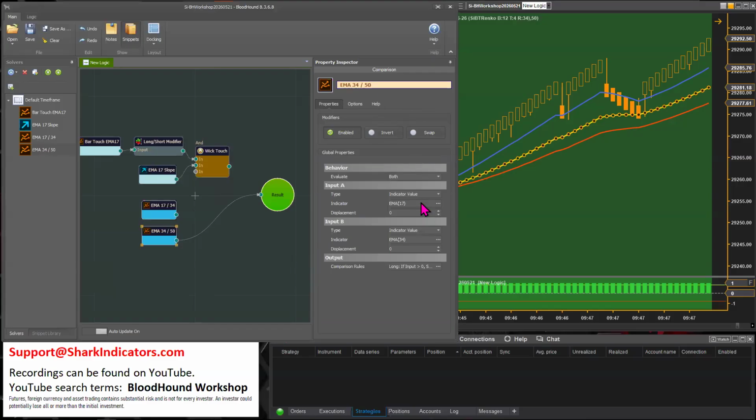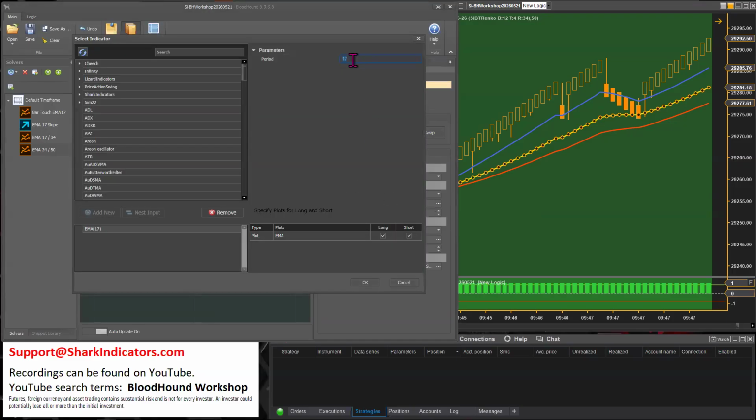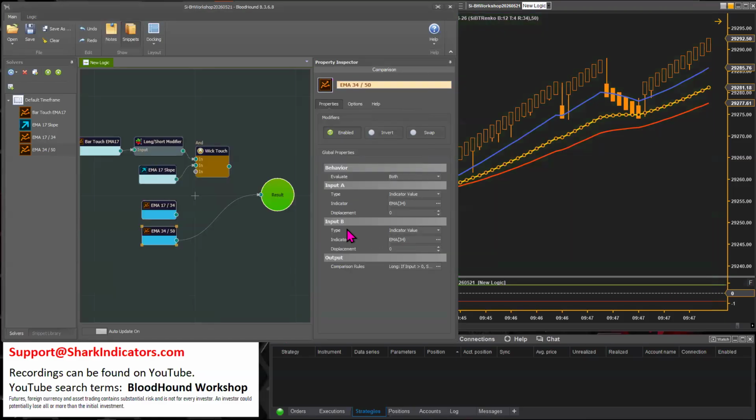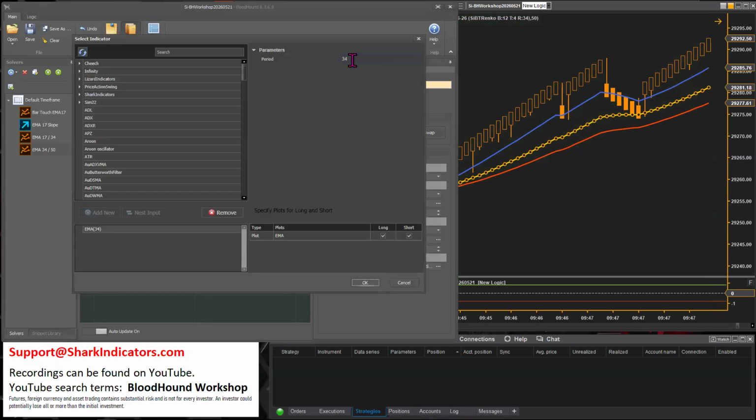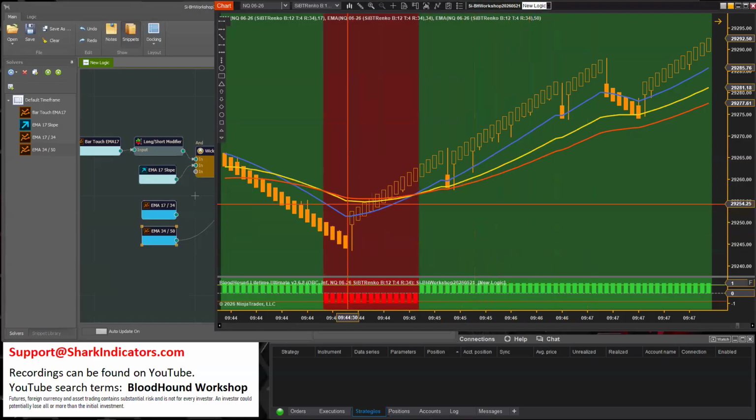All right, so input A is now the 34 period. So we'll just adjust that real quick. And input B is going to be the 50 period now. So once again, go in and adjust that like so. Right, and there we go. So here's the gold and the red crossing each other now.